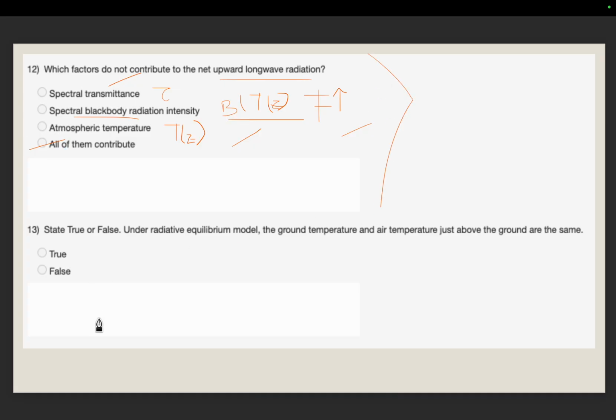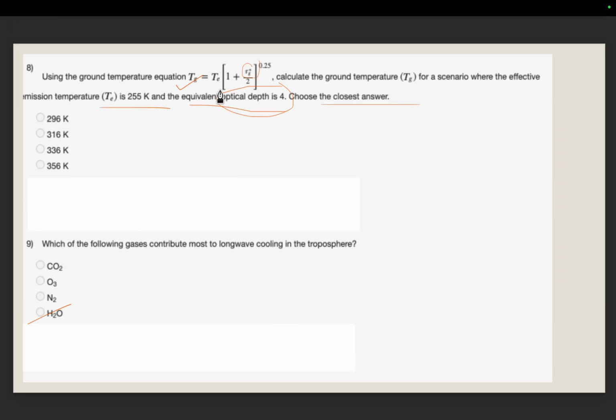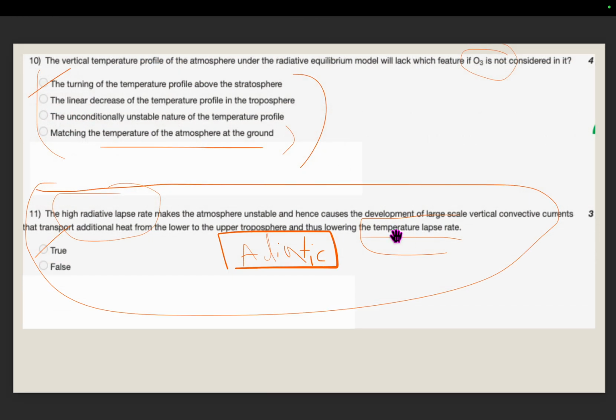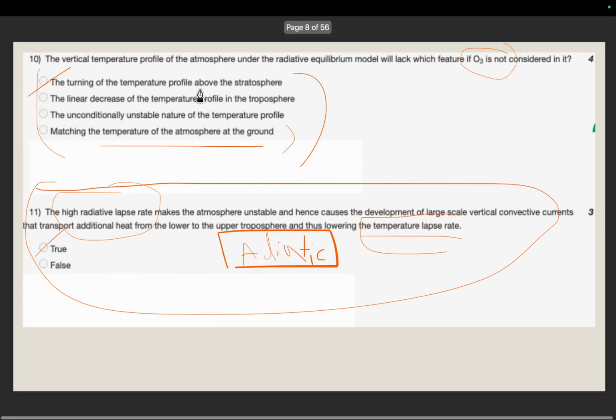In question 13, under the radiative equilibrium model, the ground temperature Tg and the air temperature just above the ground are the same. False. Yes, this comes from the equation that the ground temperature is equal to Te times (1 plus tau g by 2) to the power 1 by 4. Now the air temperature just above the ground is Te, the emission temperature. So this Tg is always higher than Te. They are not the same.